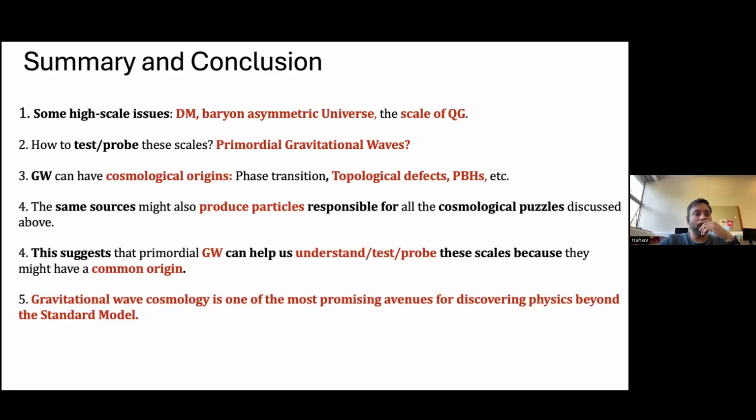So finally, I would like to conclude and summarize by saying that there exist some issues at high scale, or cosmological puzzles at high scale, like dark matter, baryon asymmetry, scale of quantum gravity, PBHs, but there are no concrete probes to test these scenarios. So the question that we raised was: can we use gravitational waves to probe these scenarios? Now, how can we generate these gravitational waves in the early universe? This can be generated from phase transitions, topological defects, and PBHs. In this talk, I covered two of these sources, topological defects and PBHs.